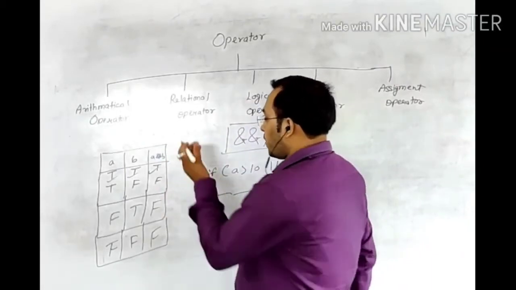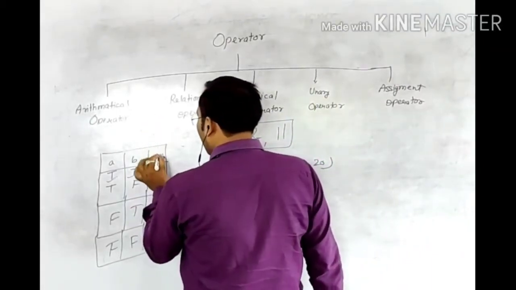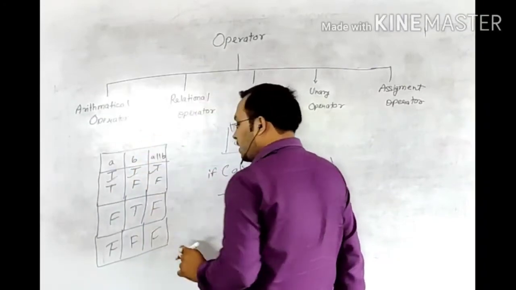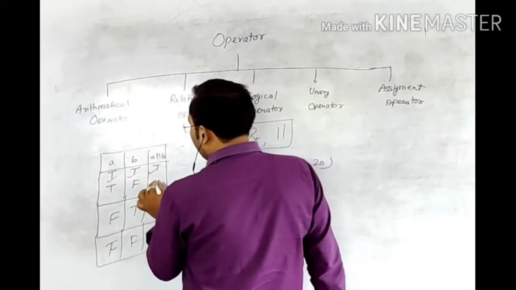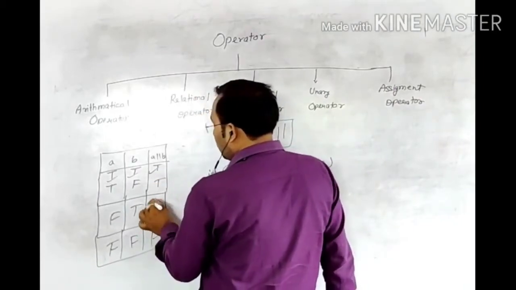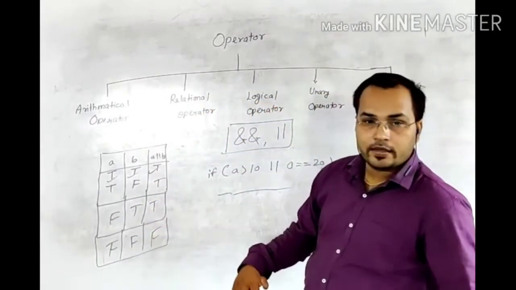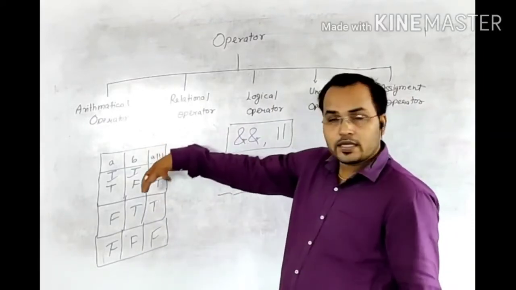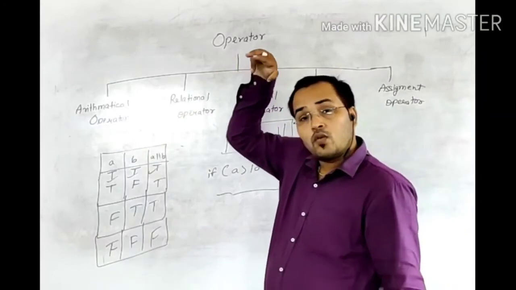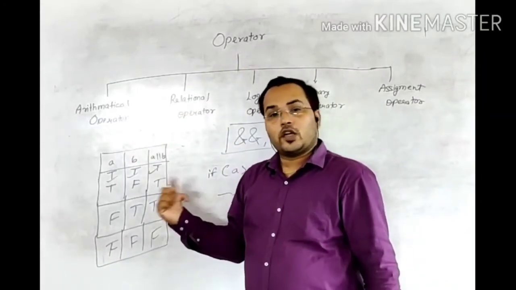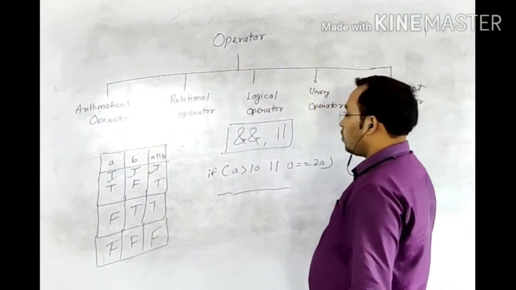But in OR operator what happens? If you talk about the OR operator, in that case if any of the conditions is true, then we'll get a true value. So keep in mind, in OR case one condition must be true, then only you are going to get the true result.